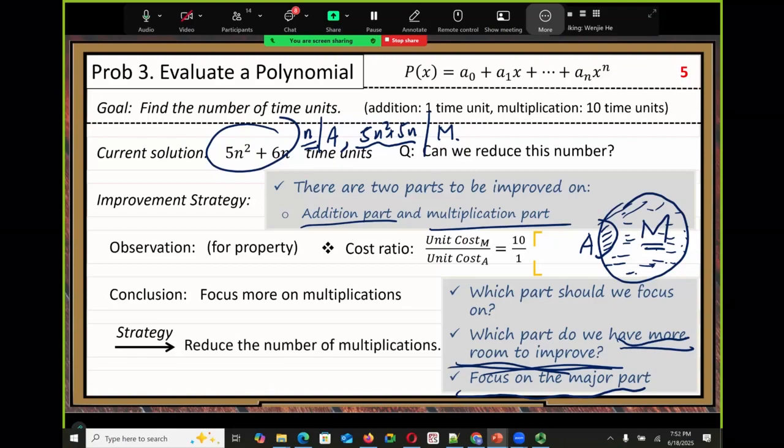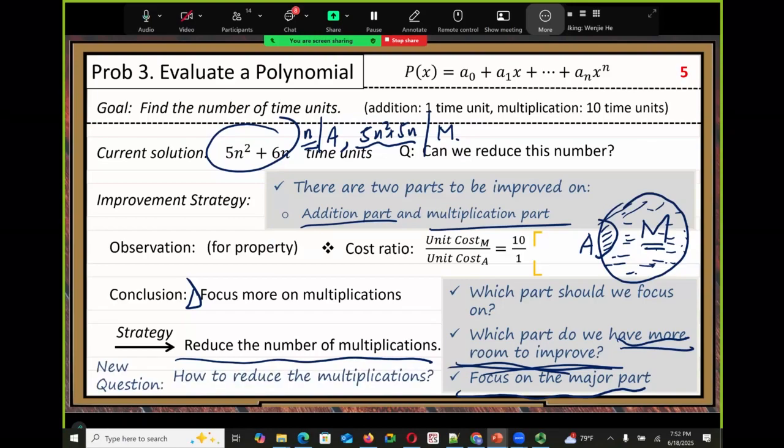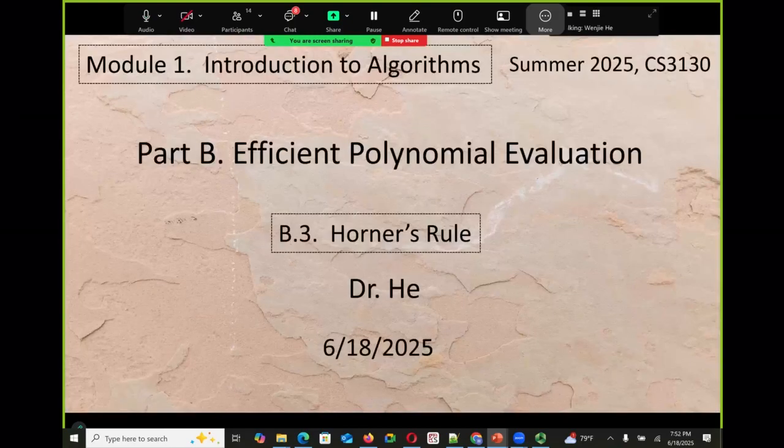Here the strategy. You can treat it as a principle. Based on this principle, our strategy becomes that we want to reduce the number of multiplications. The new question: how to reduce the multiplications? B.3, Horner's rule.